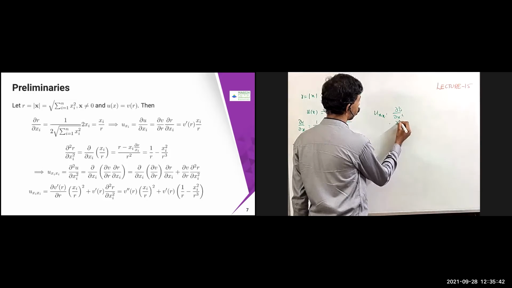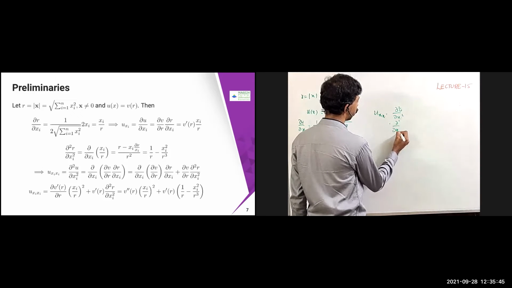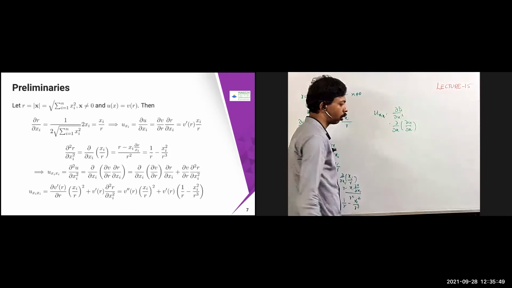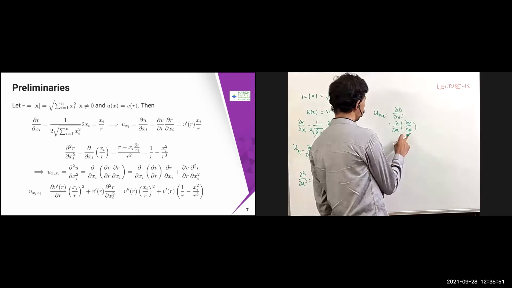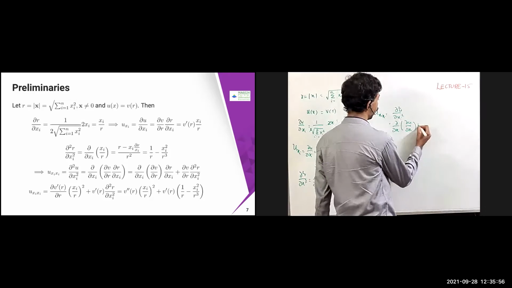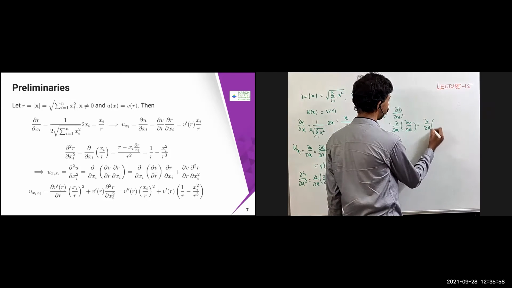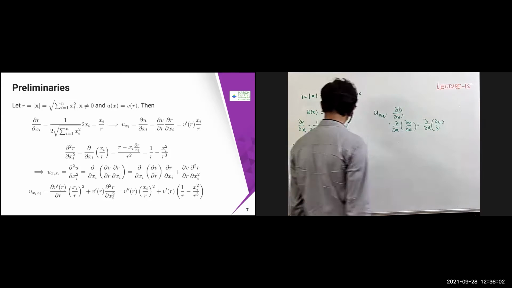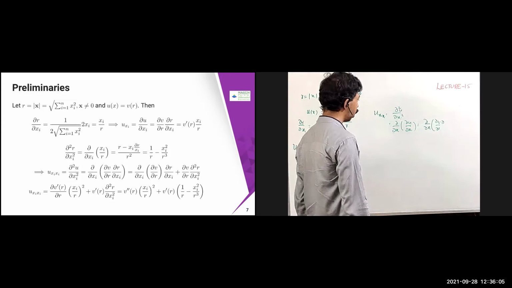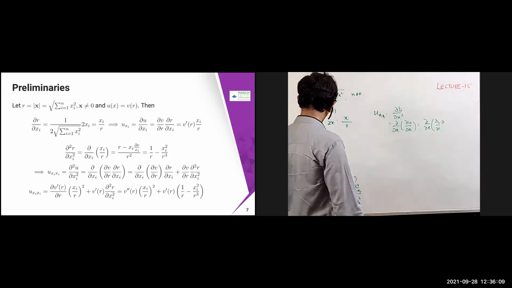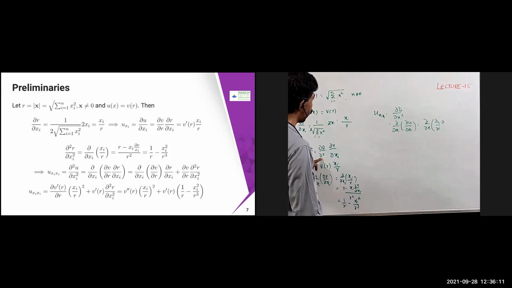That is ∂/∂ξ_i of ∂u/∂ξ_i. I know ∂u/∂ξ_i is nothing but v'(r) into ξ_i by r, so I write it as ∂/∂ξ_i of ∂v/∂r into ξ_i by r. Sorry, yes, correct. So ∂u/∂ξ_i is nothing but ∂v/∂r into ∂r/∂ξ_i. Yes, this one.